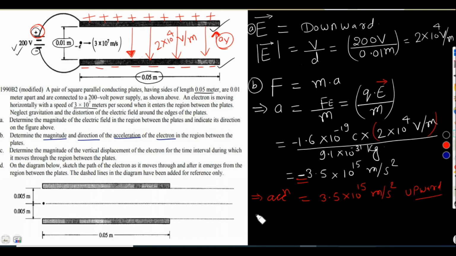Let us see part C. Determine the magnitude of the vertical displacement of the electron for the time interval during which it moves.